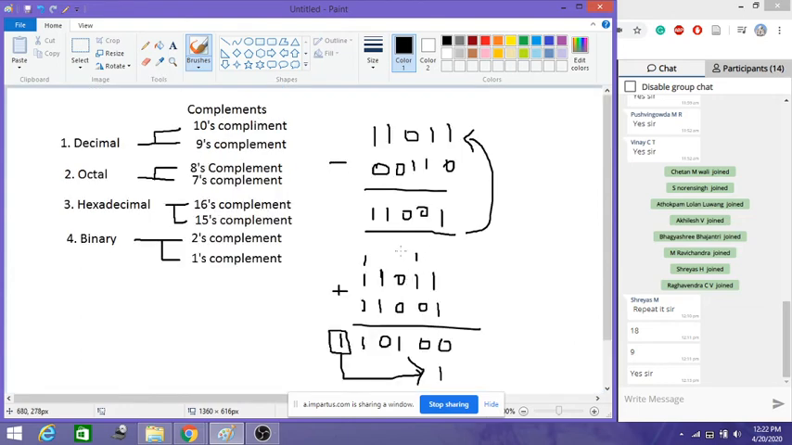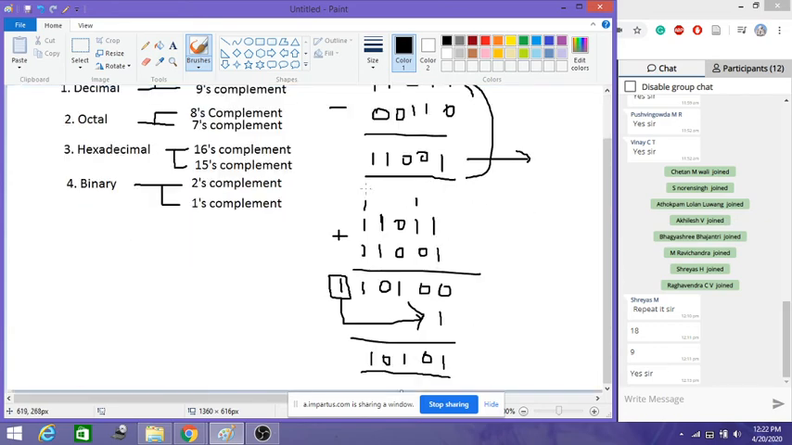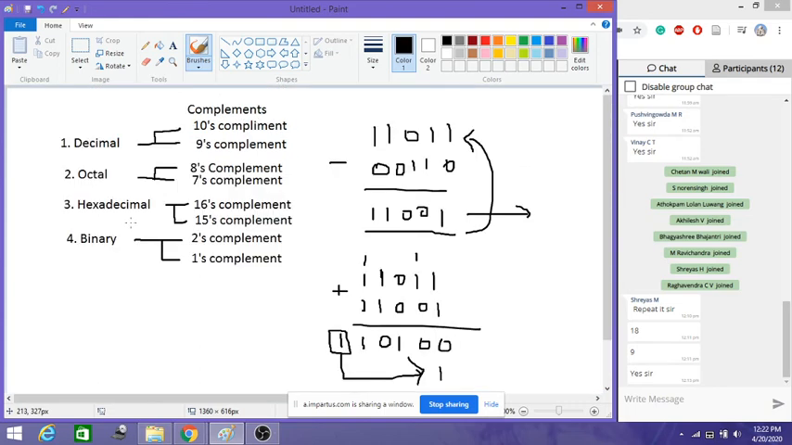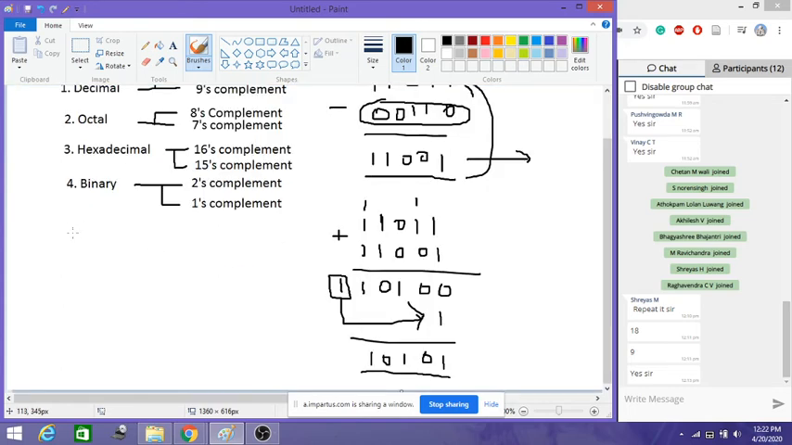Now if we want to do the same thing with the 2's complement, let me write this here again so I don't confuse you. Let me take the 2's complement of this subtrahend. So I'll get this as 1 1 0 0 1, and you know that for 2's complement I have to add 1 to the least significant bit, the LSB. So here I'll get this as 0 1 0 1 1.